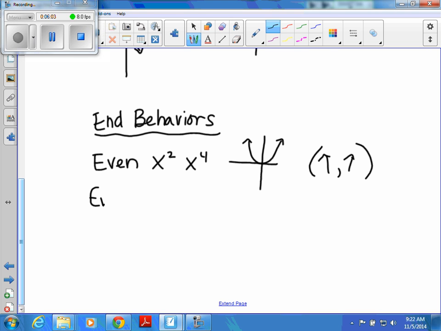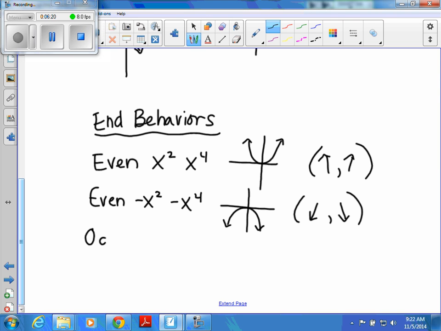If it's an even function, but there's a negative out in front, something like this, what is your graph going to look like? It's going to be facing down. What do the ends look like on your graph? They both are facing down.